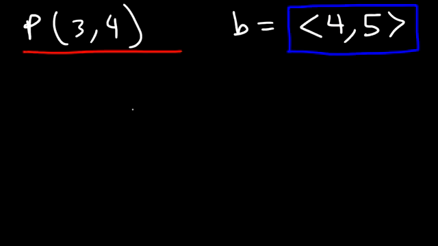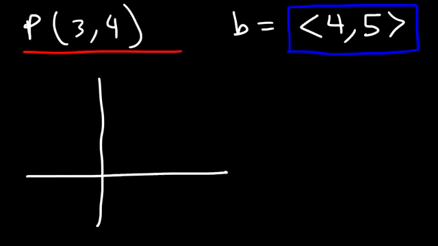So if we were to plot it, a point would be just a point. So point P is right here. It's at (3, 4), and that's it. It's not a directed line segment, it's simply a dot in space.